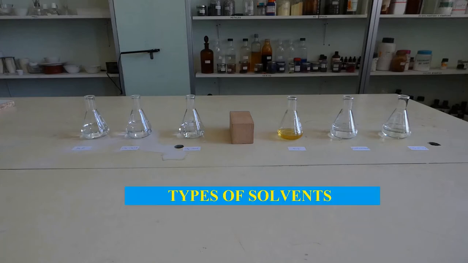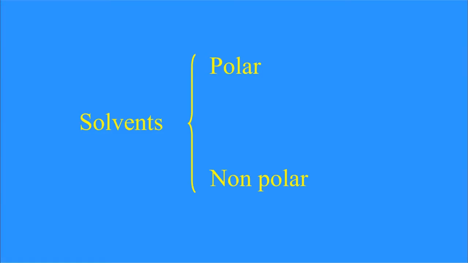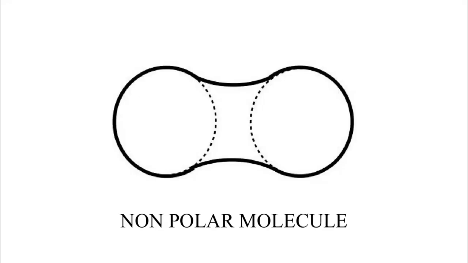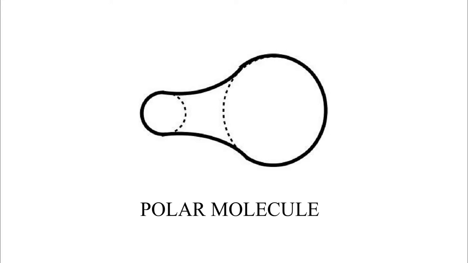Let's see the types of solvents. There are two main types, polar and nonpolar. A nonpolar solvent is one whose molecule has the negative charge of electrons distributed homogeneously throughout the molecule. A polar solvent has a molecule with a positive side and a negative side.